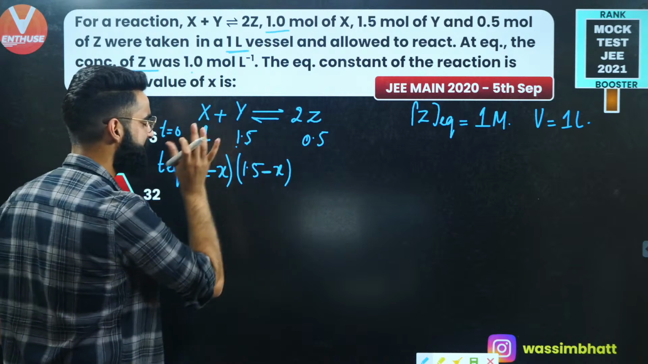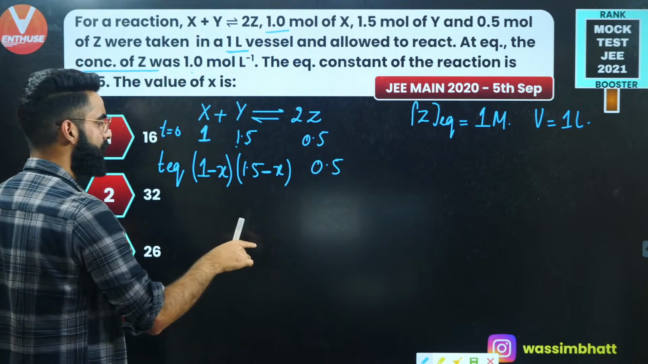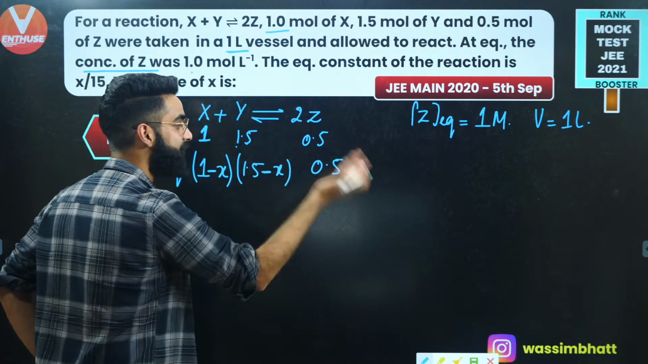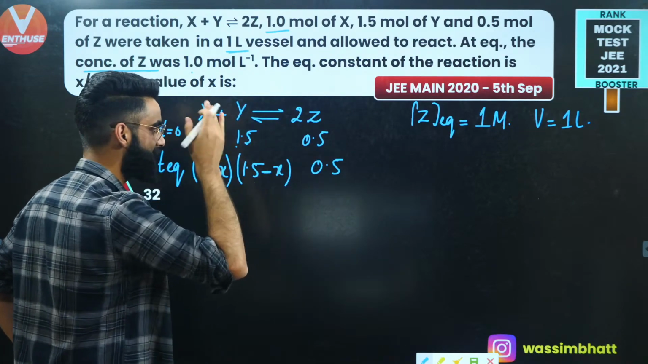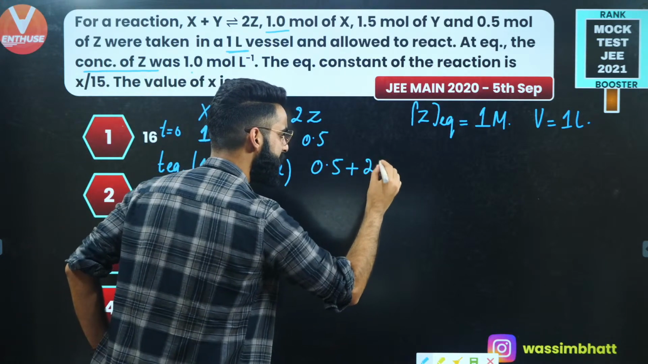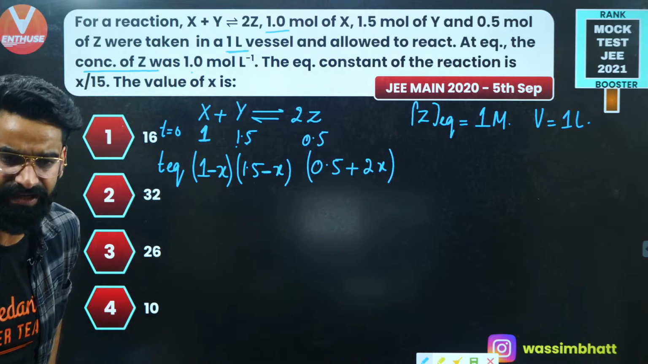Now, check the Z as well. Already you had 0.5 moles of Z. When the reaction happens, some extra moles of Z would have got formed, right? Because X and Y react and lead to the formation of Z. Now, 1 mole gives 2 moles, so from x moles you'll be getting 2x moles. So these are the moles of Z present in the container at equilibrium.